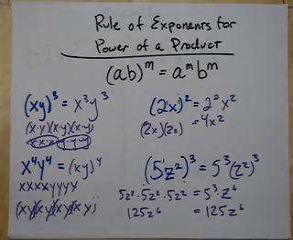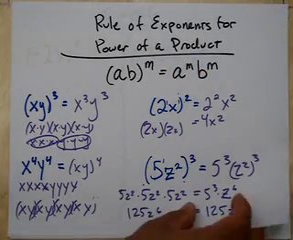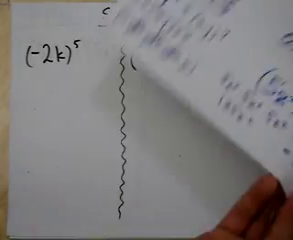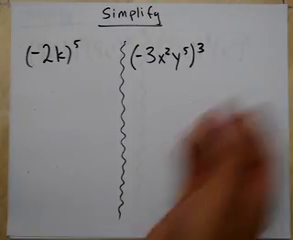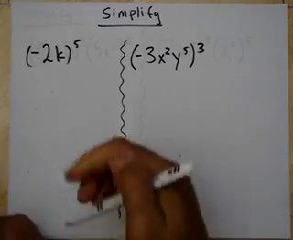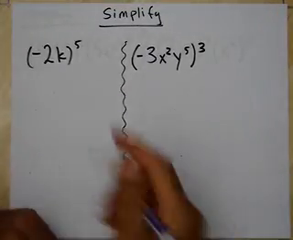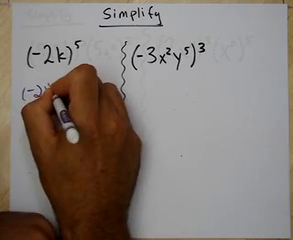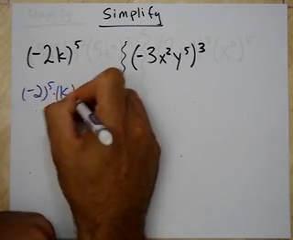Knowing the rule is nice for a quick and efficient way to get through these things and manipulate equations and expressions. Alright, we're going to keep going. Got a little bit of time left. Let's simplify these using rules of exponents. I know what this is. Since these are a product, I can write this as (-2)^5 times k^5.